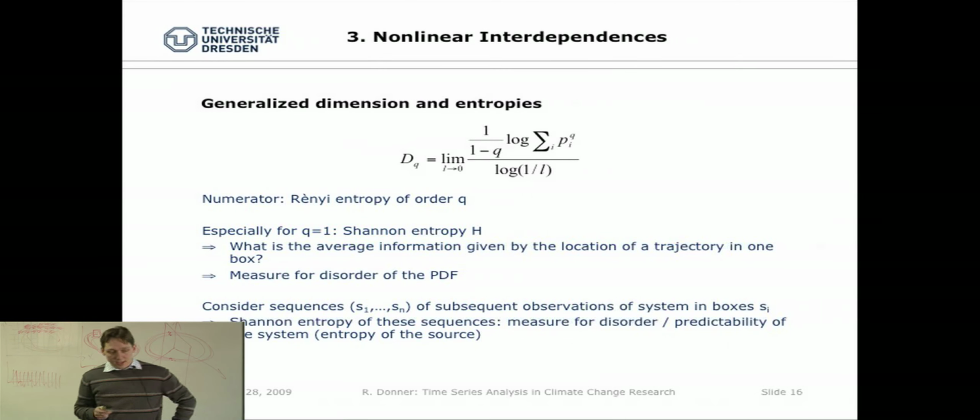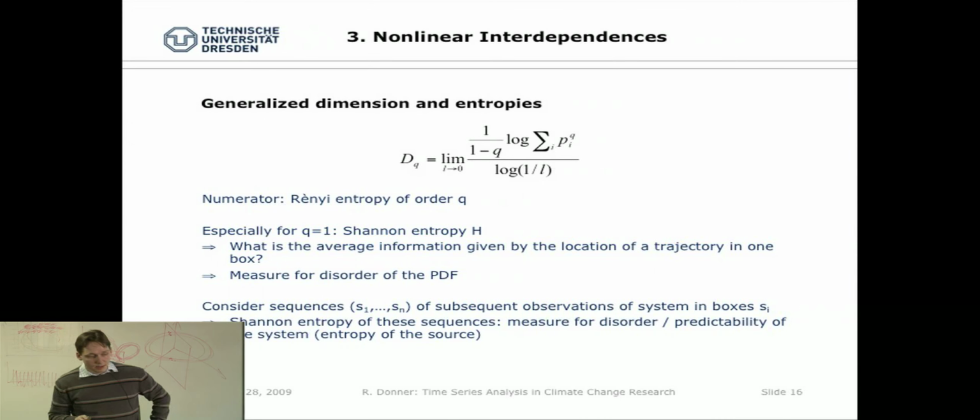From the generalized dimensions, we can also draw some relationship to the problems of nonlinear interdependencies between different values in a time series. Just to remind you, this is the structure of the definition of a generalized dimension. The object which we have in the numerator of this ratio is called the Rényi entropy of order q. Entropies are quantities which quantify the disorder of a distribution.